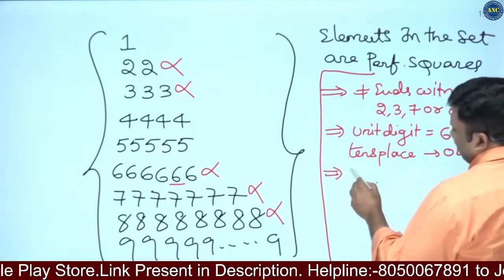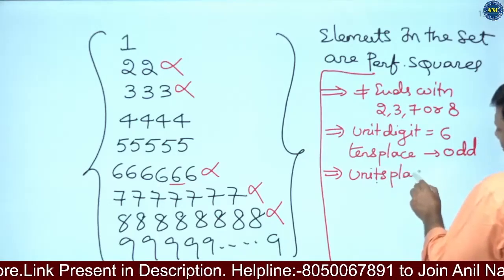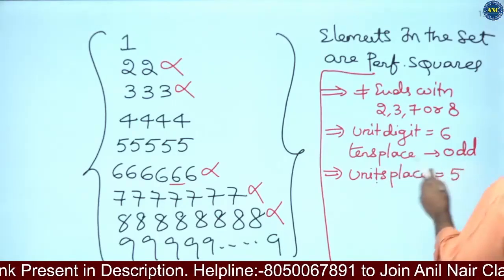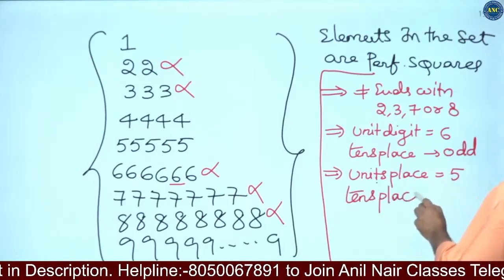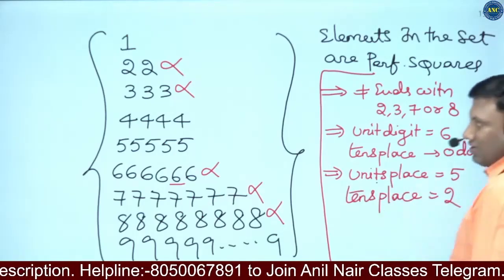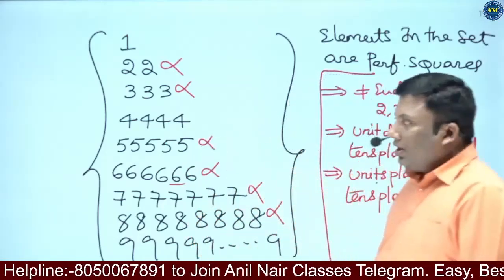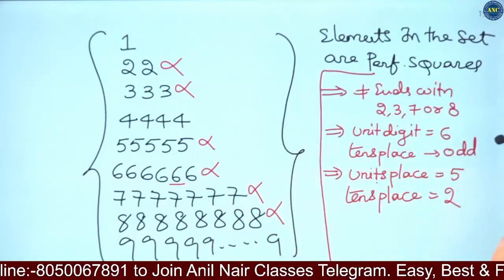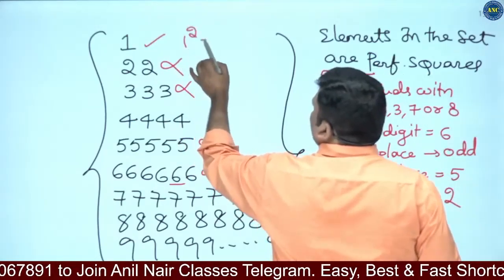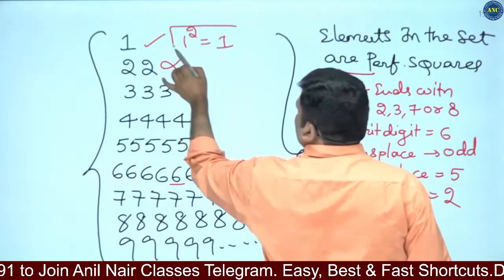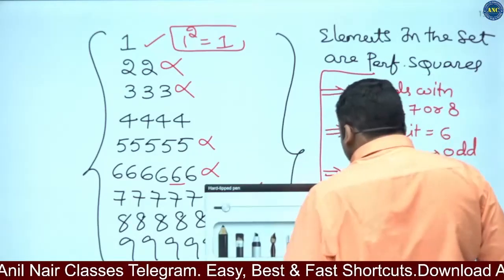Any perfect square whose units place is 5, the tens place will be 2. 5 square is 25, 15 square is 225, 25 square is 625. Anything else is not possible. 1 square is 1, so it is possible. The first element is a perfect square.